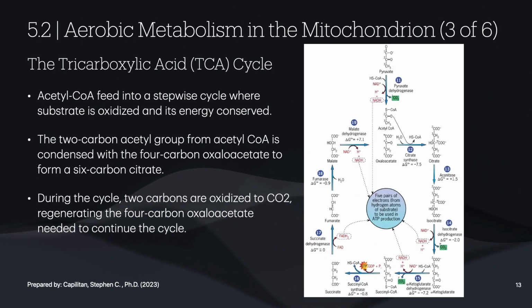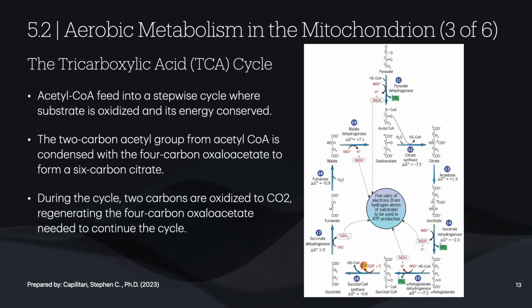Next is your tricarboxylic acid or TCA cycle. Your acetyl-CoA is fed into a stepwise cycle where the substrate is being oxidized and its energy is being conserved. The 2-carbon acetyl group from your acetyl-CoA combines with the 4-carbon oxaloacetate to form the 6-carbon citrate. During the cycle, 2 carbons are oxidized to carbon dioxide, regenerating the 4-carbon oxaloacetate needed to continue the cycle.